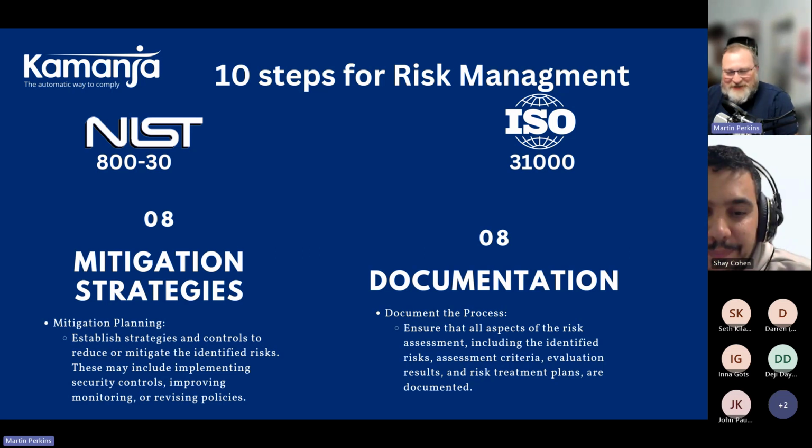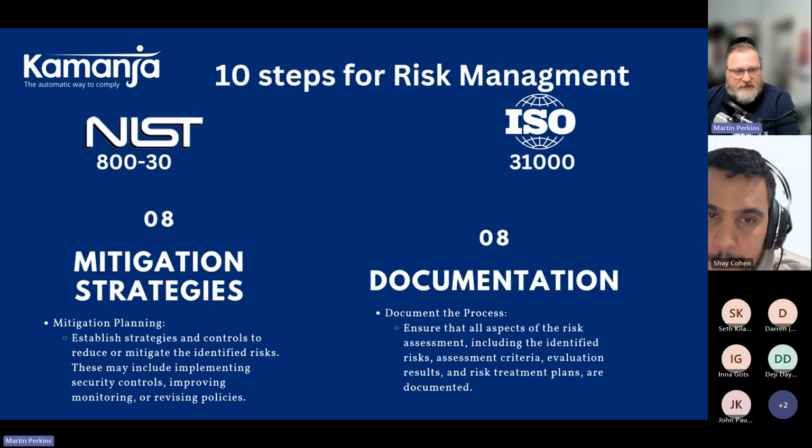So step 8, we've jumped into mitigation strategies. We prioritized our risk, and like I mentioned before, now we're going through and developing control sets and strategies to mitigate the risks we identified. And this could be anything from revising or even implementing policies. I don't think any of us have run into a client that had every policy they needed, or in some cases had any policy that they needed. And so implementing or revising policies, improving monitoring, or again, implementing monitoring or implementing security controls.